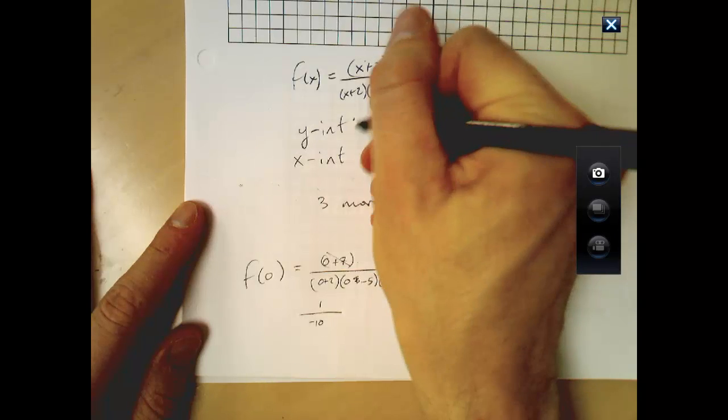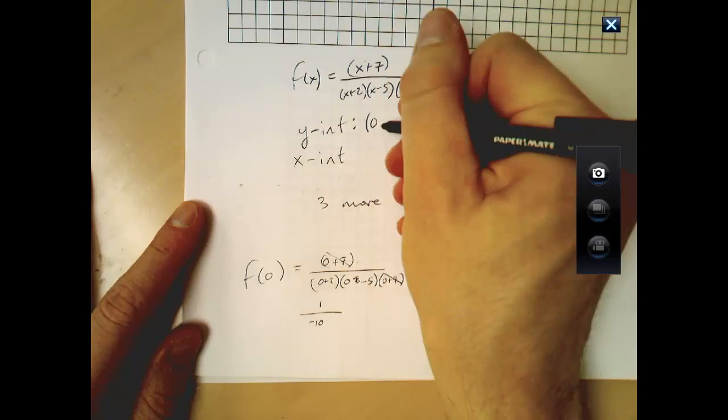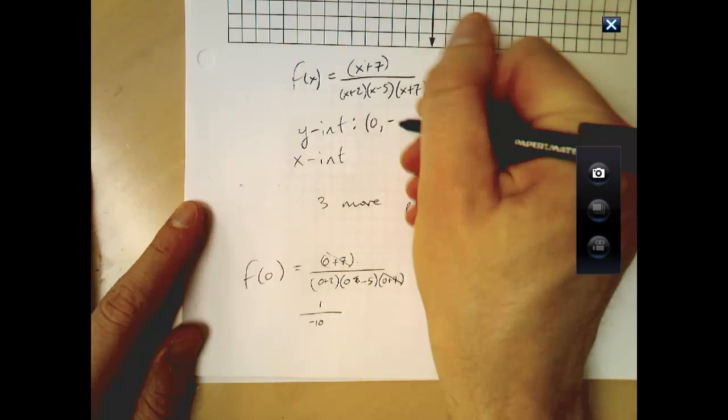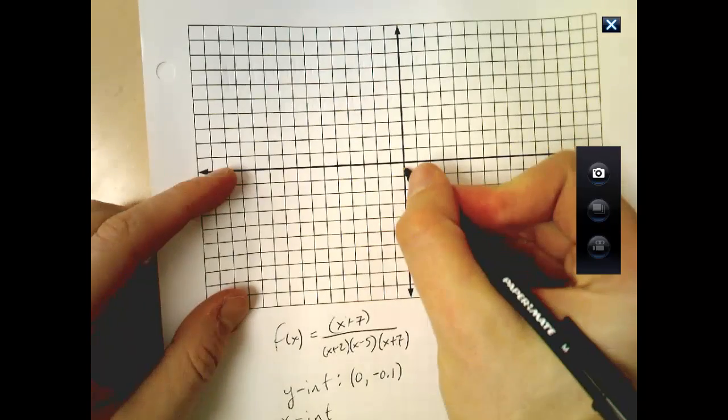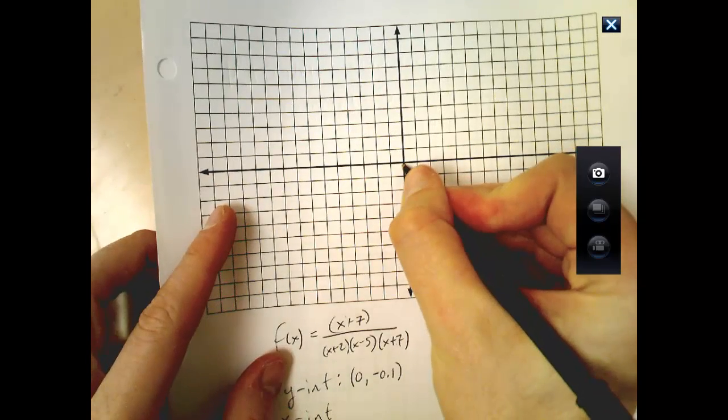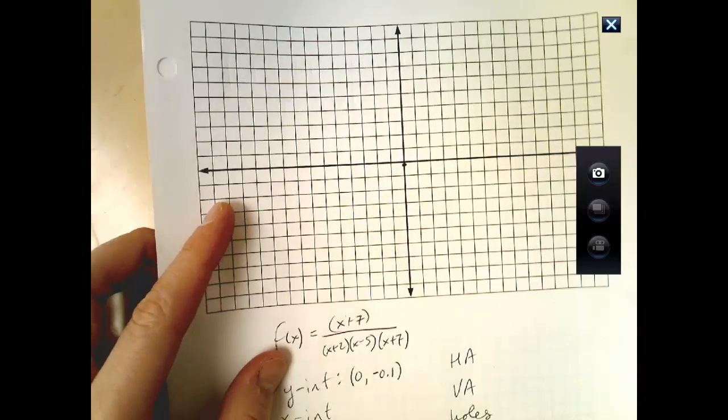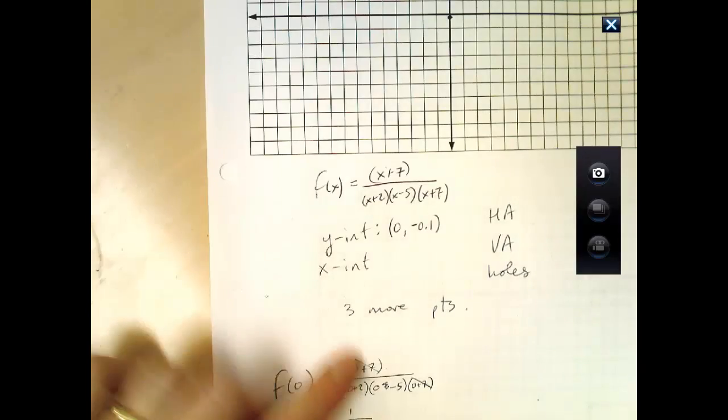So my y-intercept is x is 0, of course, and negative 0.1 is my y-coordinate. So I can put that on the graph right away. So that's right here. And that's my first feature there.